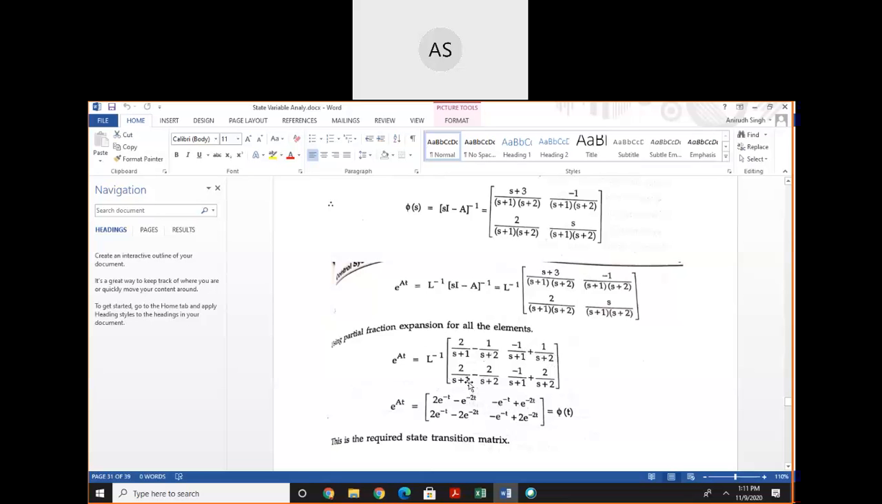And if we take the inverse Laplace transform of this, we get the state transition matrix. If we take the inverse Laplace transform, we get 2 exponential minus t minus exponential minus 2t, here minus exponential minus t plus exponential minus 2t. In this case, 2 exponential minus t minus 2 exponential minus 2t. Similarly for this. And we get the state transition matrix.